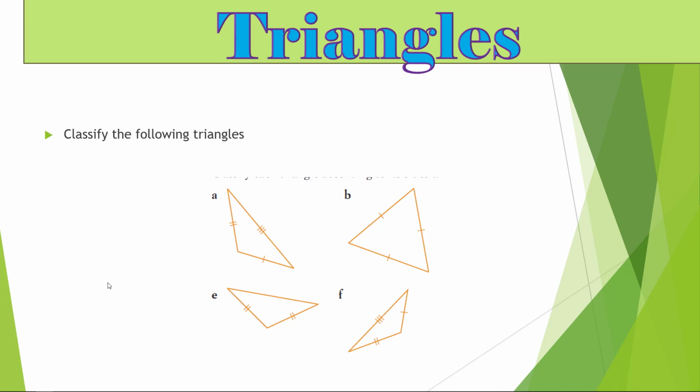If we look at A, remember, those lines on each of the sides are telling us which ones are equal. Now, if we have a look at this, none of them are equal. This means that it is a scalene triangle. If we look at B, we've got one dash, the other dash, and another dash on all three sides. This represents that they are all equal. Therefore, it is an equilateral triangle. E has two sides that are equal, so it is an isosceles triangle. And then F, again, it's a scalene triangle.